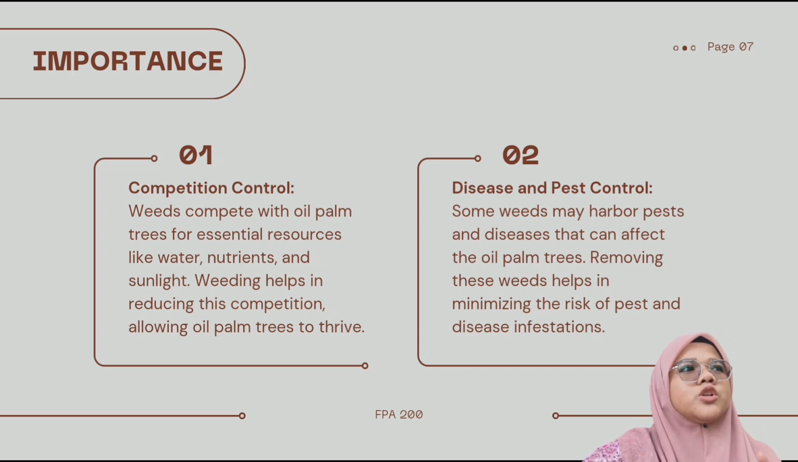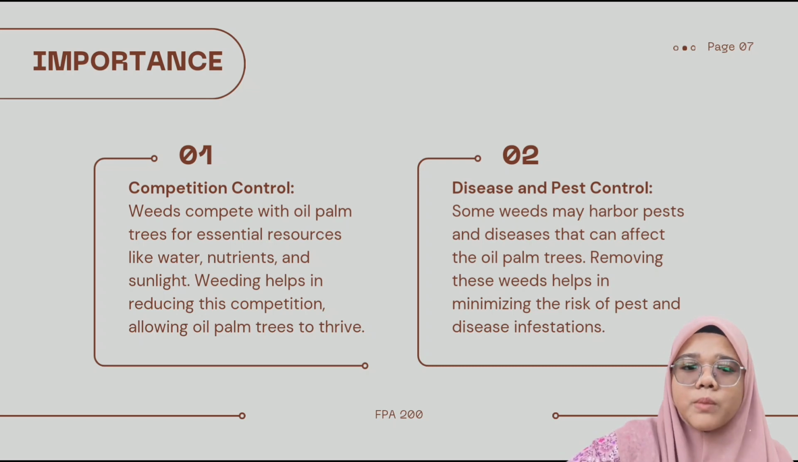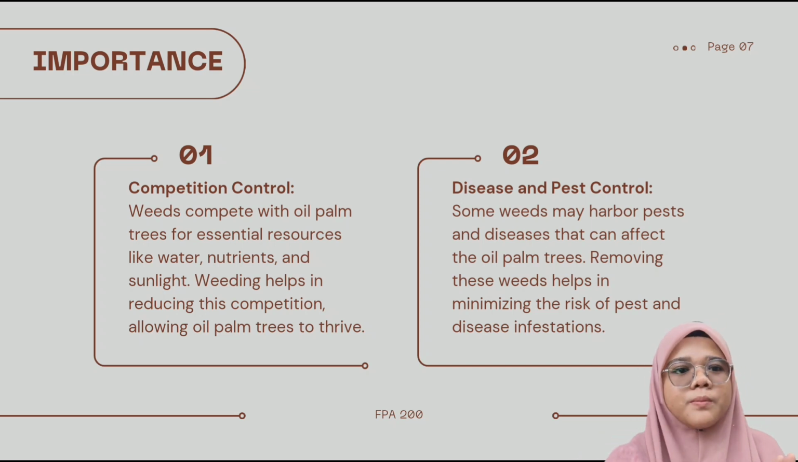The second reason is pest and disease control, because some weeds may harbor pests and diseases that affect the oil palm trees. By removing the weeds, it helps in minimizing the pests and diseases near the cultivation area or in the oil palm plantation, so it can help if we do weeding. It can minimize the risk of pest and disease infestation on our oil palm.